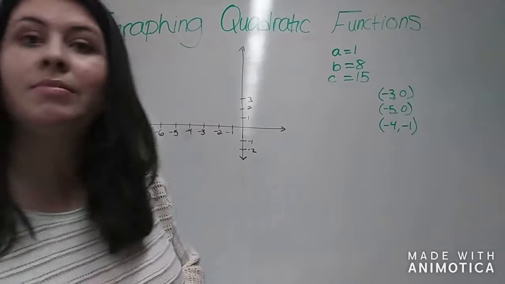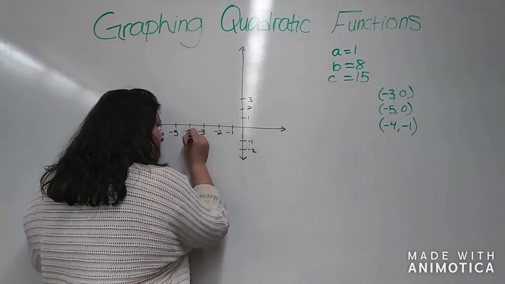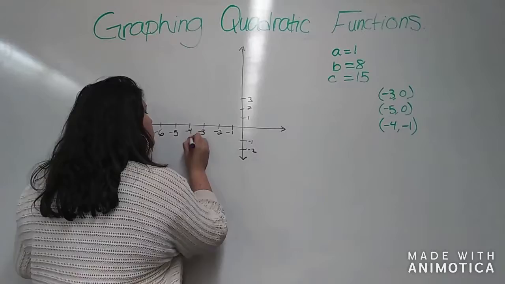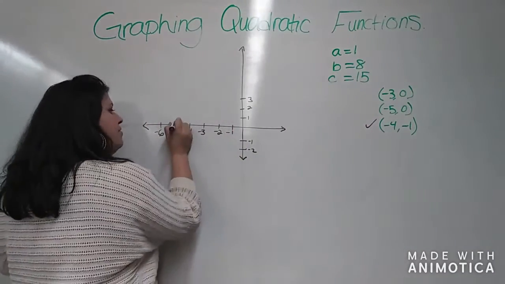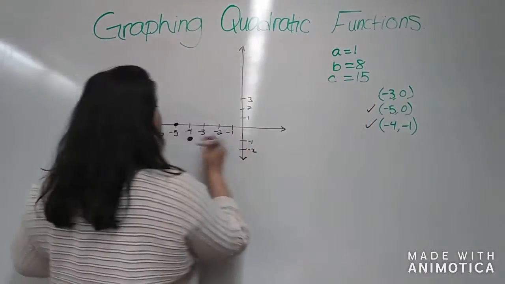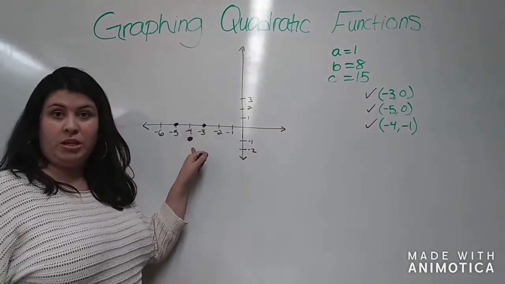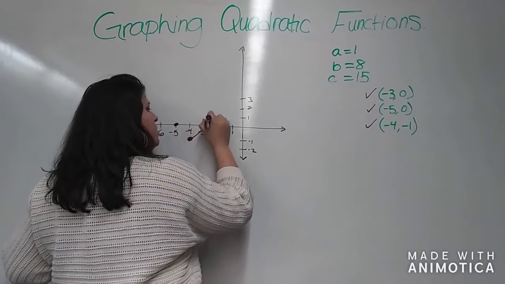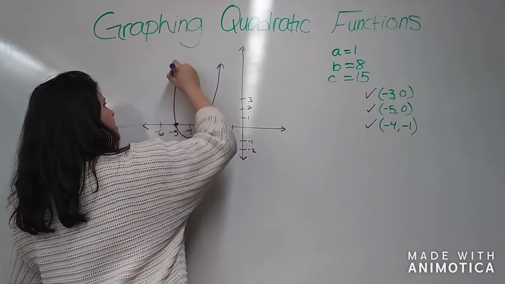Oh, I don't want green. I want purple. Negative 4, negative 1. Right there. There's our vertex. There's our first point. The next point, we got that one already. Next one is negative 5, 0. Negative 5, 0. Now 0 is right on the x-axis. There's that one. And negative 3, 0. It's looking like a U shape so far. These are all the points we need because as we come up, I'm just going to trace up like this.